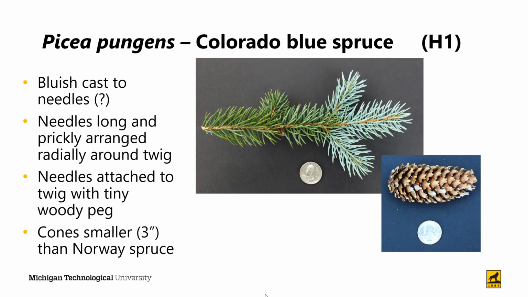The youngest needles have the blue cast. As the needles age, they turn green. The needles are sharply pointed, stiff and prickly, and are arranged on all sides of the twigs. The cones are papery and are similar to Norway spruce cones, but typically smaller.